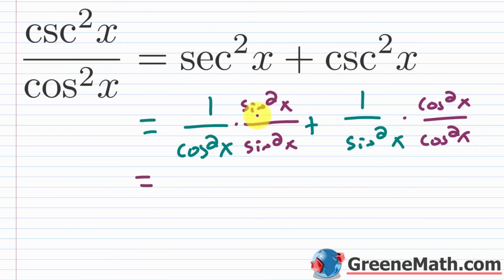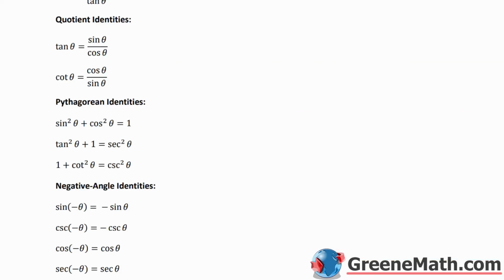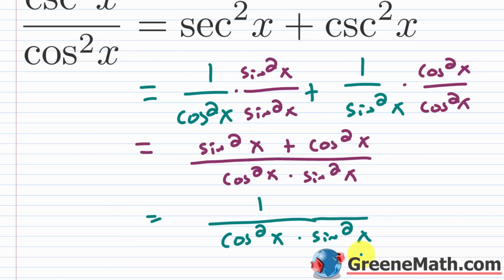So what is this going to give me? In the numerator, you would have sine squared x plus your cosine squared x. And this is over the common denominator of cosine squared x times sine squared x. Now we know from the Pythagorean identities that sine squared x plus cosine squared x equals 1. So coming back here again, sine squared theta plus cosine squared theta equals 1. So let me come down here and say that this is going to be 1 over cosine squared x times sine squared x. Now, we are trying to get cosecant squared x over cosine squared x.